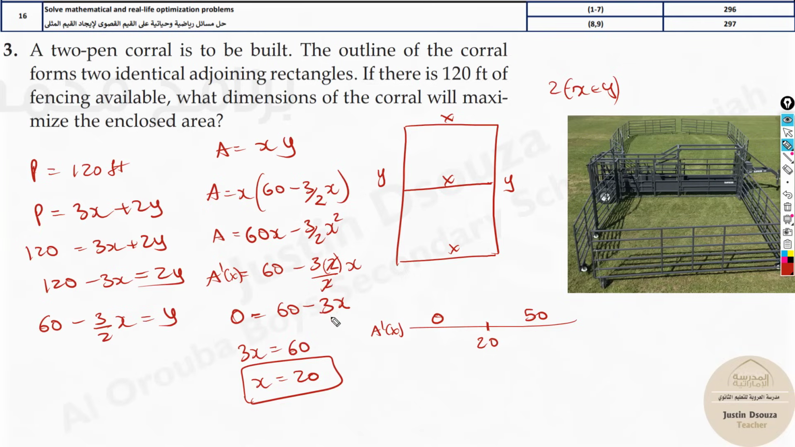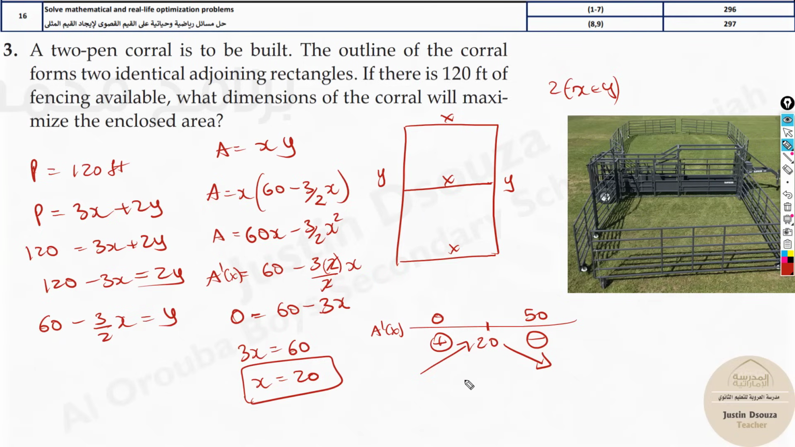This term becomes 0, right? Over here is much easier. This term becomes 0, you will have only positive value. It's increasing here. What about 50? 50 times 3 is negative 150, but minus sign makes it minus 150 plus 60, which is basically negative 90. So it's minus. We are not interested in the value, we are just interested in the sign.